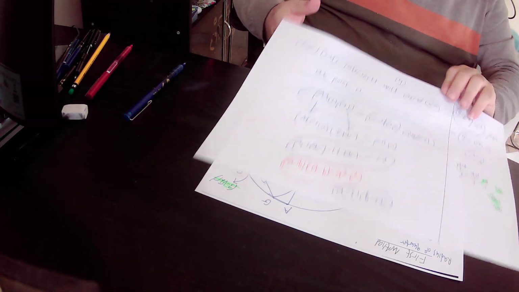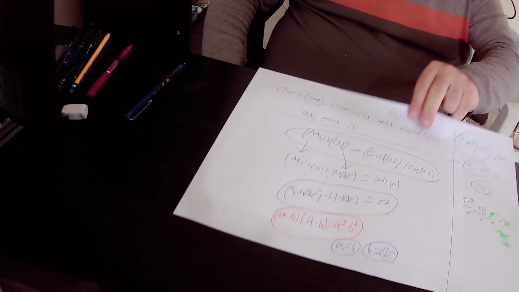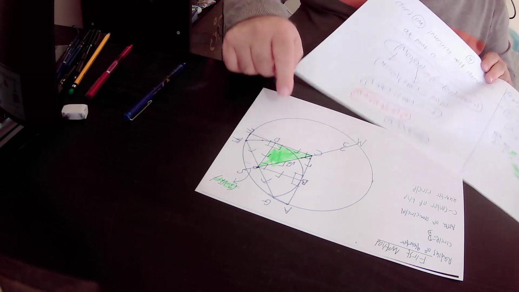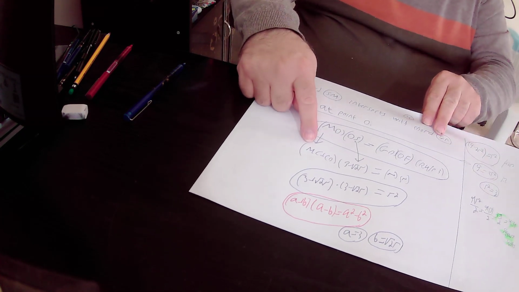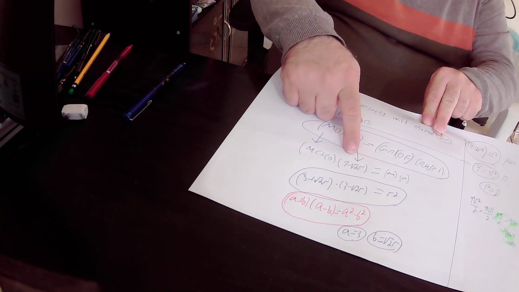Repeat again, according to rule number 3, MO times OS equals GO times OF. What is the length of MO? MO equals MC plus CO. And we already found out that OS equals 3 minus square root of 2R.